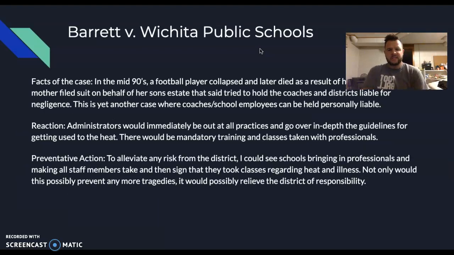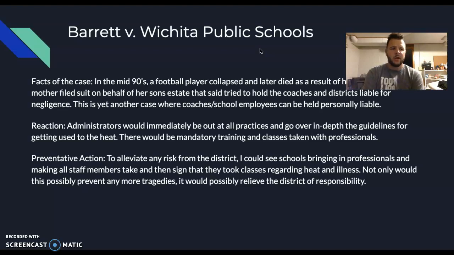The last case that we're going to look at is Barrett versus Wichita Public Schools. In this case, in the mid-90s, there was a football player that collapsed and died after practice of heat exhaustion. The mother filed suit on behalf of her son's estate, and then tried to hold the coaches and the district liable for negligence.